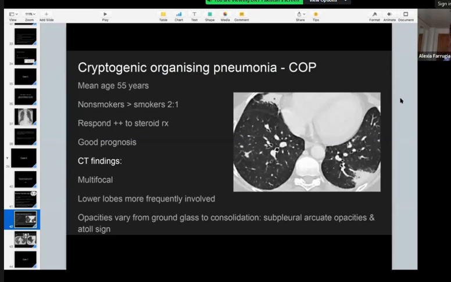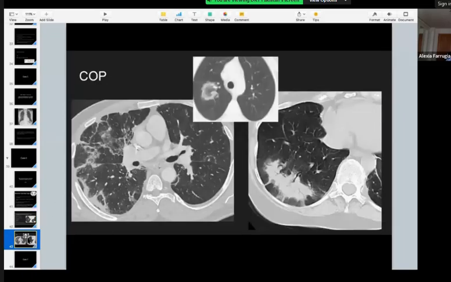On CT, they're often multifocal. The lower lobes are more frequently involved. And the opacities vary from ground glass to consolidation. So you can get the subpleural arcuate opacities and the atoll sign, which is another word for the reverse halo sign. And this is the arcuate appearance, which is being described, which is quite typical for cryptogenic organizing pneumonia.